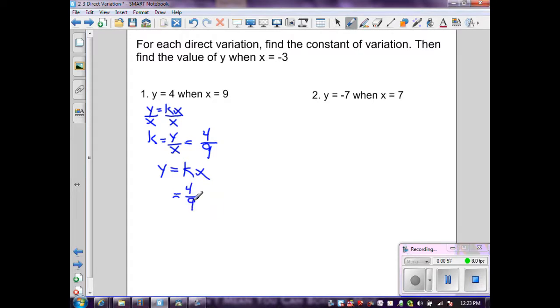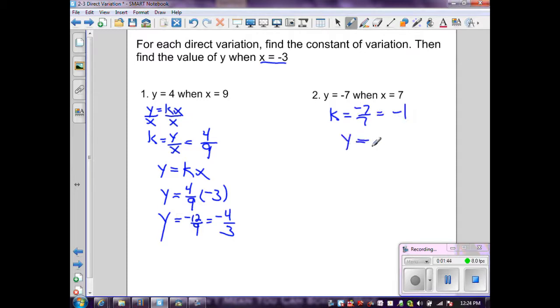Then we just substitute in our other known value, which is x equals a negative 3. So that gives us y equal to 4/9 times x, where x here is a negative 3. Then we just simplify. 4 times a negative 3 is a negative 12 over 9. And that simplifies into a negative 4/3 for y. For number 2, we can do this a little quicker because we already know that k equals y over x, so k is going to equal y, which is a negative 7, over x, which is 7. Here I can simplify the fraction just to be a negative 1.